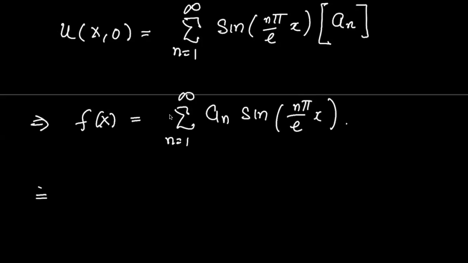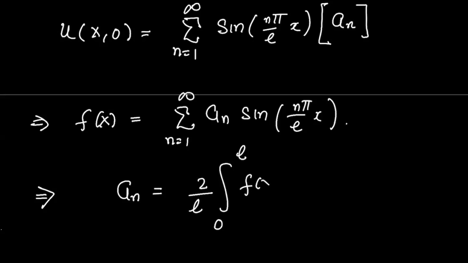And this is a Fourier series of f on the interval 0 to L. Fourier series has a unique representation. Therefore, a n will be 2 over L times the integral from 0 to L of f of x sine n pi over L x.